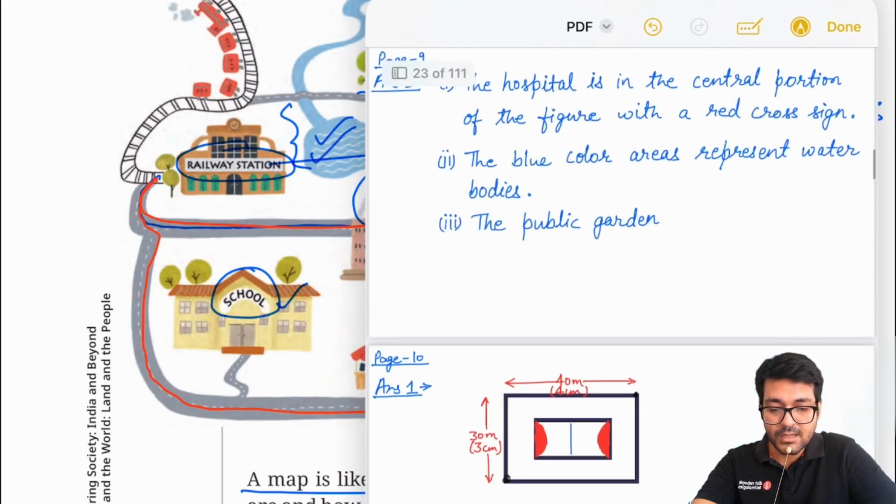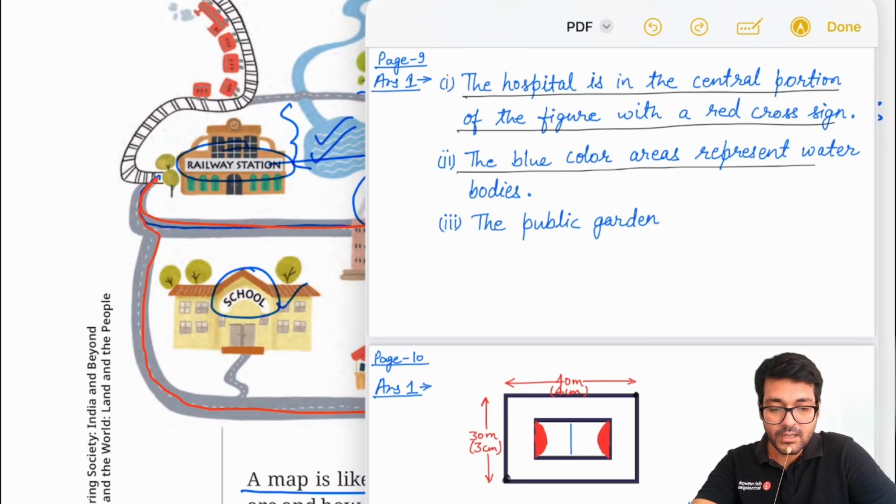You can write the answers like this. The hospital is in the central portion of the figure with a red cross sign. The blue color areas represent water bodies. Third, the public garden.